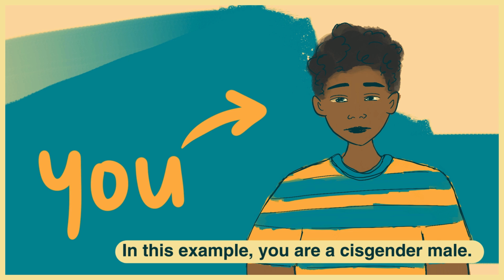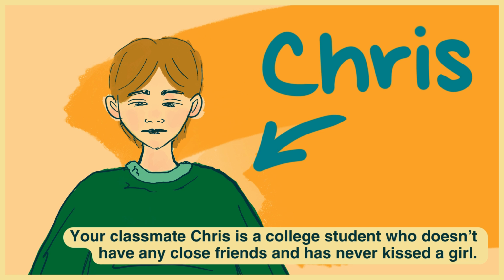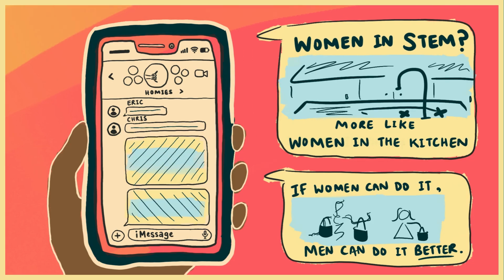In this example, you are a cisgender male. Your classmate Chris is a college student who doesn't have any close friends and has never kissed a girl. He spends a lot of time online in spaces that blame women for his rejection. While you aren't close friends, you and Chris are in some group chats together, where he often shares sexist memes.